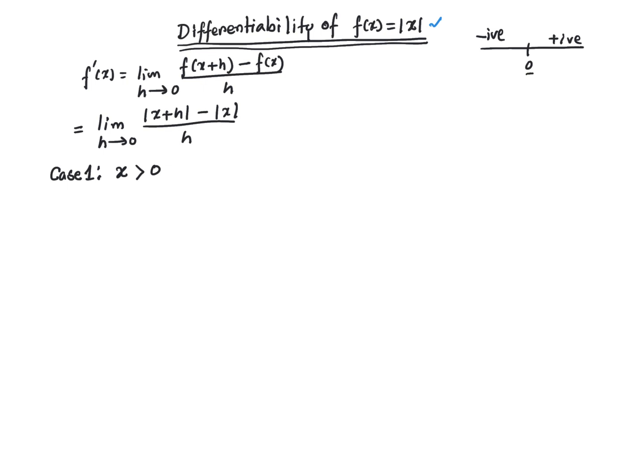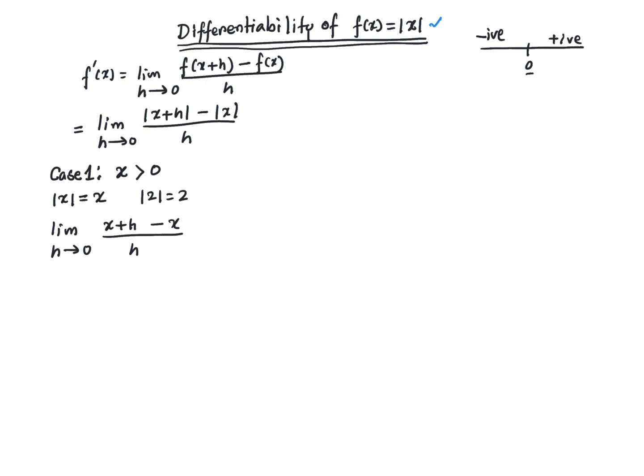Let's consider the positive scenario first. If you have a positive x, the absolute value of x is just x. For instance, the absolute value of 2 is just 2. Now, in that case, the limit becomes the limit as h approaches 0 of x plus h minus x, all of it divided by h.